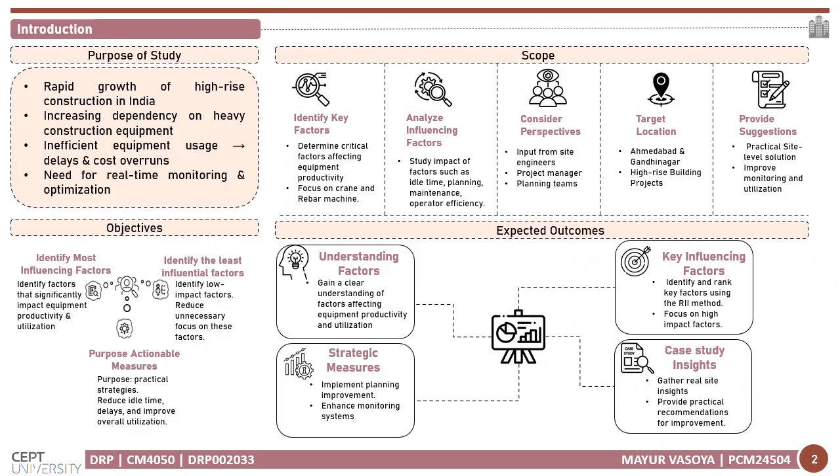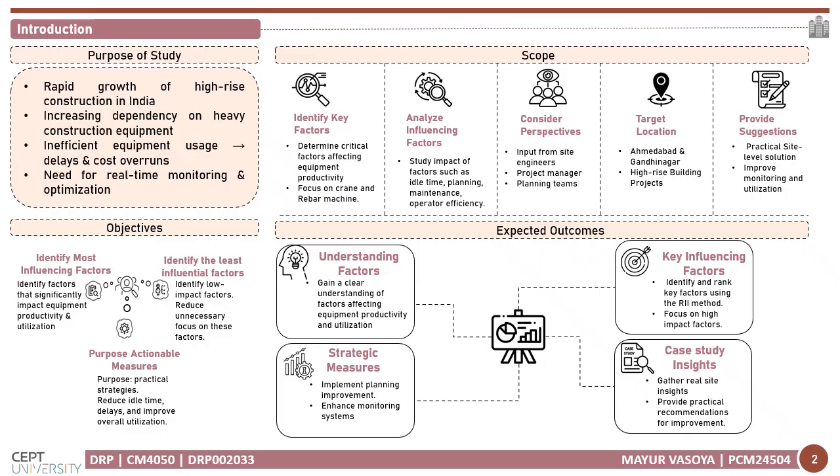The objectives are divided into three important parts. The first objective is to identify the most influencing factors affecting equipment productivity and utilization. These are the factors that have a major effect on equipment performance and need immediate attention. The second objective is to identify the least influencing factors. This is also useful because it helps the project team avoid spending too much time on low impact issues and instead focus on high priority areas.